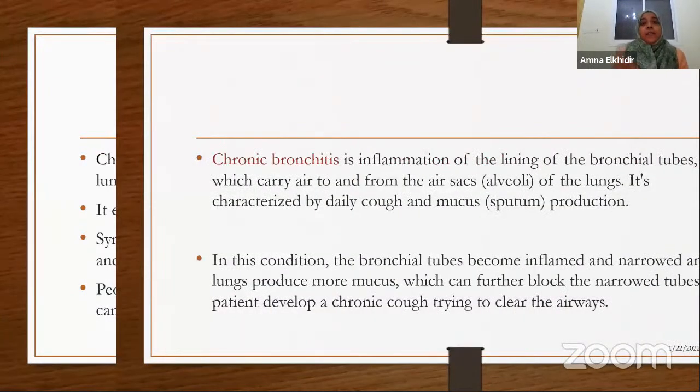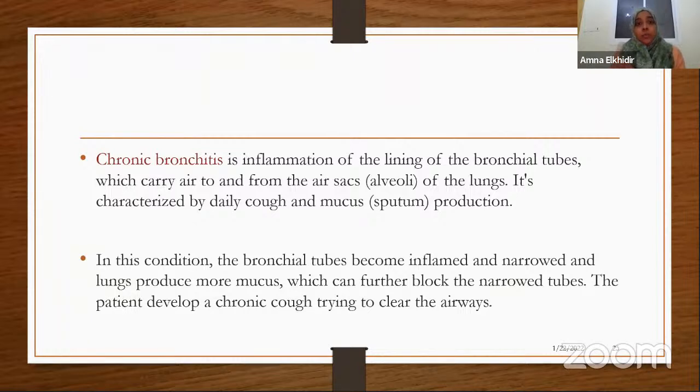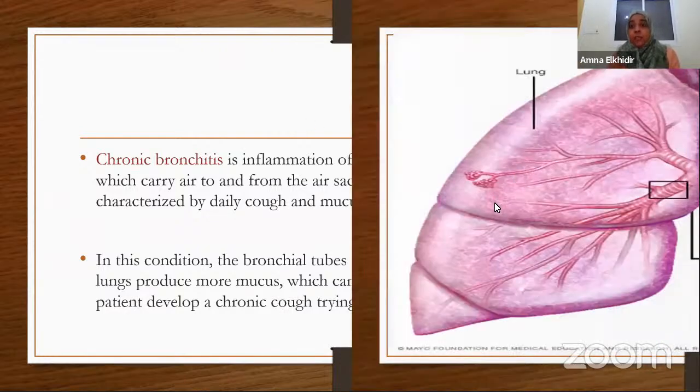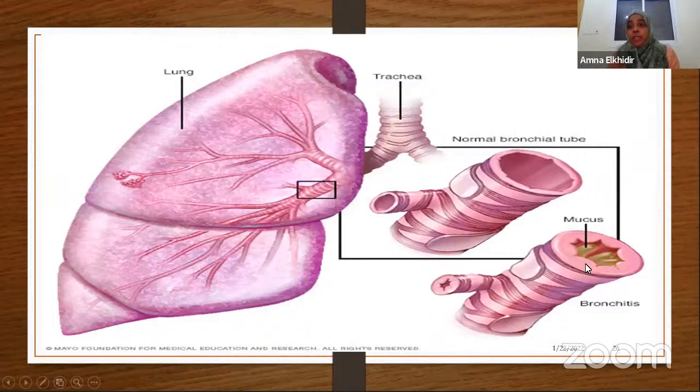Chronic bronchitis is inflammation of the lining of the bronchial tubes, which carry air to and from the alveoli in the lung, characterized by daily cough and mucus production. The bronchial tubes become inflamed and narrowed, and the lungs produce more mucus, which may further increase the narrowing, and the patient coughs trying to clear the airways. Here we see a normal bronchial tube, and this is a narrowed bronchial tube due to obstruction and increased mucus.